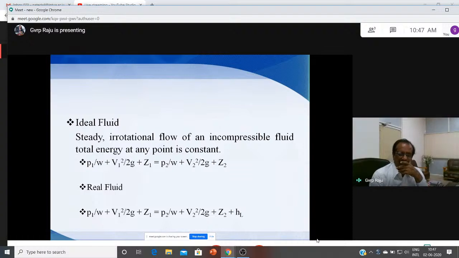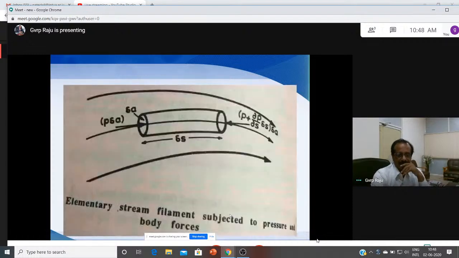When the flow is from 1 to 2, in other words, when the total head at point 1 is more than the total head at point 2, we can take HL here. HL is the loss of head. Finally, total head at 1 is equal to total head at 2, even by considering losses here, for a real fluid when you consider the viscosity, etc.